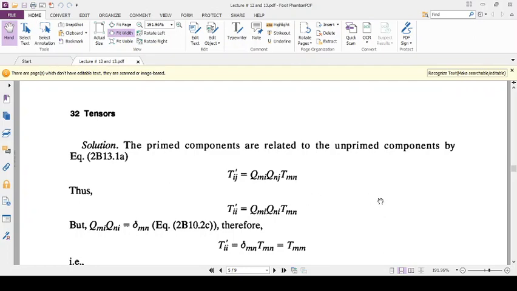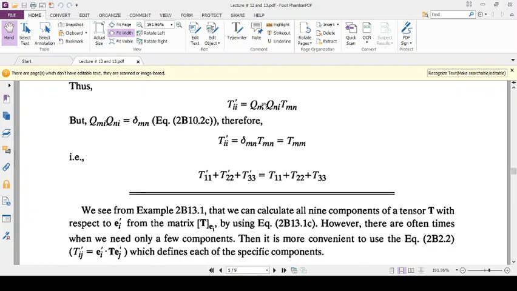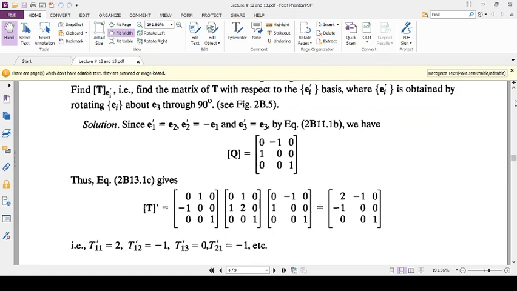We know that we can write Tij dash equals Qmi Qnj Tmn. Simply you will replace j by i on both sides. So if you remember, Qmi Qni will be equal to delta mn, the orthogonality condition. So Tii dash, and here there will be delta mn. Again they both are dummy indices, so we can write Tmm. So this can be written T11 dash plus T22 dash plus T33 dash equals T11 plus T22 plus T33.